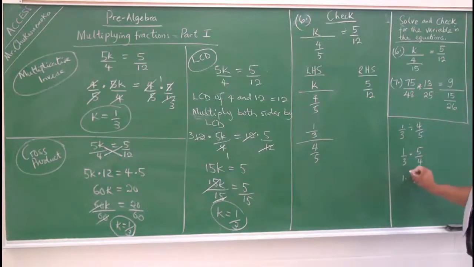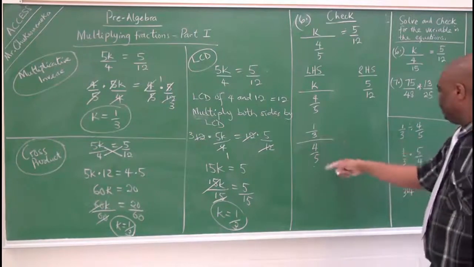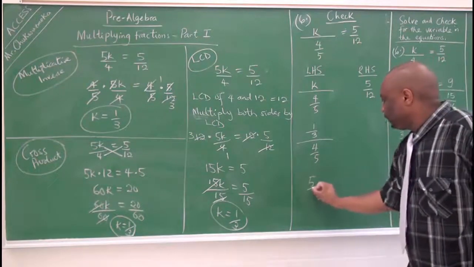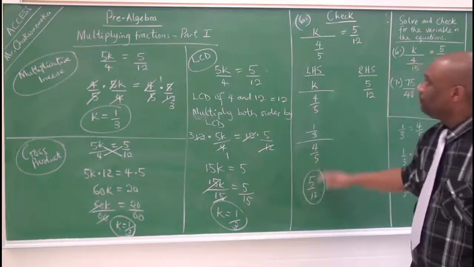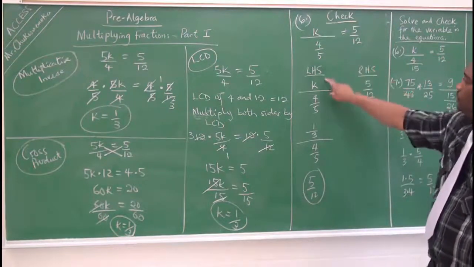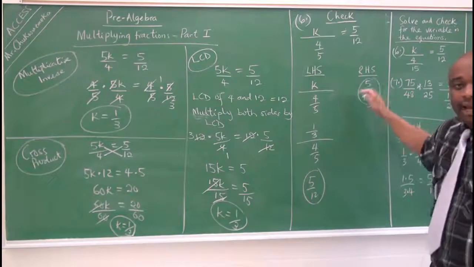Now this is 1 times 5 over 3 times 4, because you can't simplify anything, so you just multiply. So this is 5 over 12. So you see, 1 over 3 divided by 4 over 5 gives us 5 over 12. So you have 5 over 12 on your left and 5 over 12 on your right.